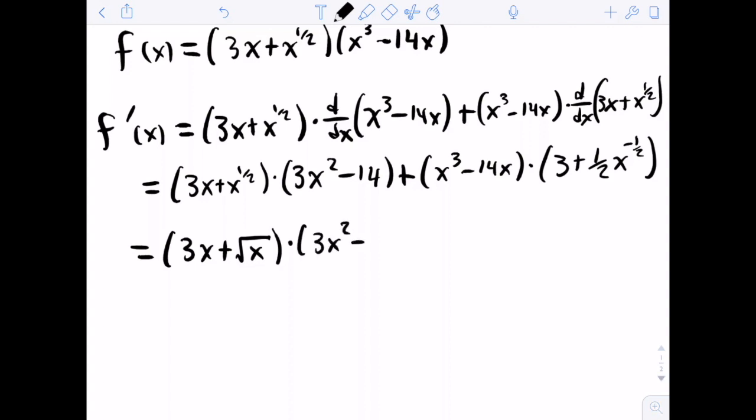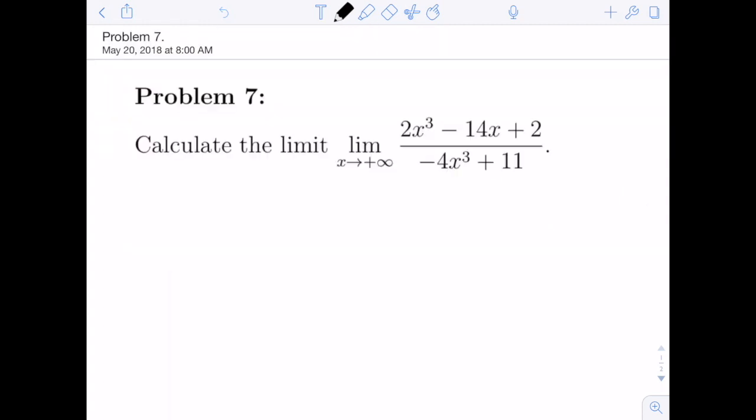So you've got, this stays the same, plus x cubed minus 14x times 3 plus, now for this bit, remember the 1/2 means square root, but also the negative in the exponent means it goes in the denominator, right? So this is 1/2 root x. Okay, so that's the derivative. You don't have to expand it if you don't want to. I would be fine with you leaving it like this.